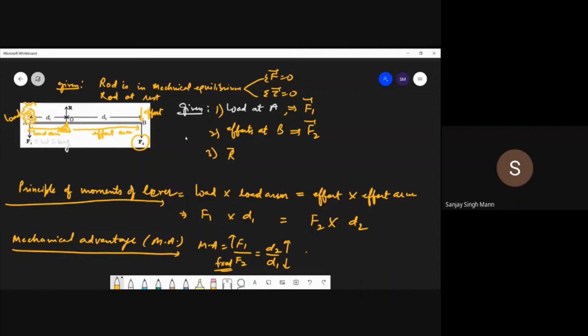So MA should be greater than 1. Why are you using this lever? You want to use this lever so that you need to apply lesser force. You can pick this load vertically also, but then you have to apply the force F1 in the vertical direction. But I cannot apply that much force. Suppose this is 1000 Newton, whereas I can apply only 100 Newton force, but still I want to pick it up. So that's why I need this lever. I want to pick this 1000 with this 100.